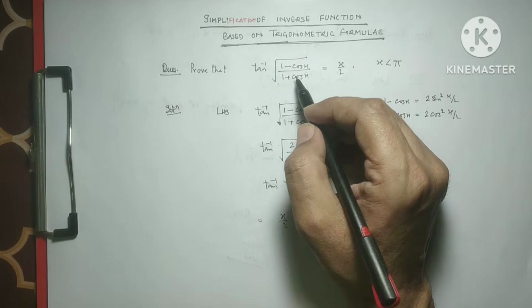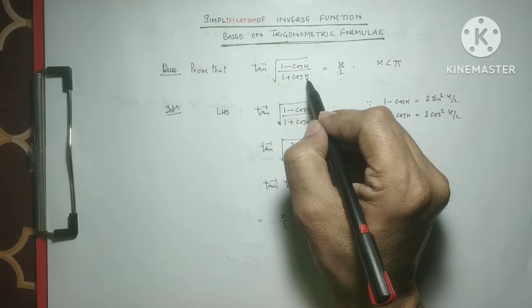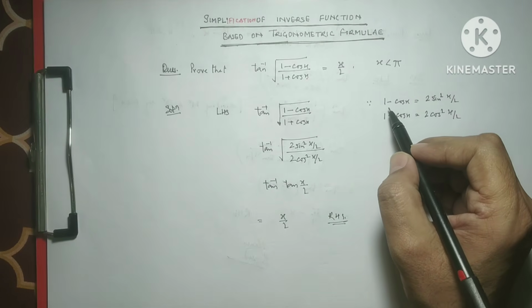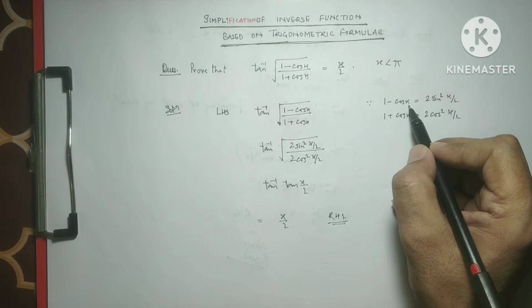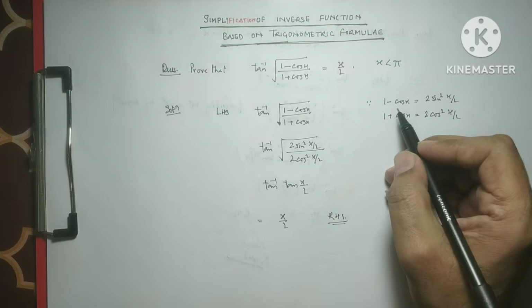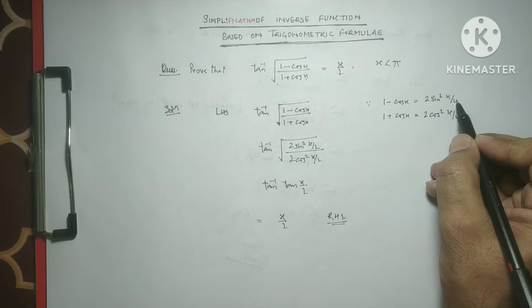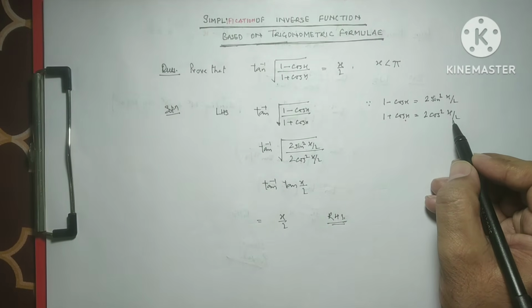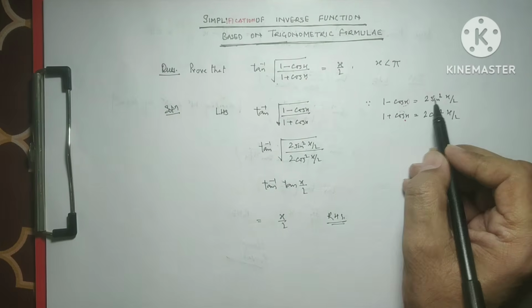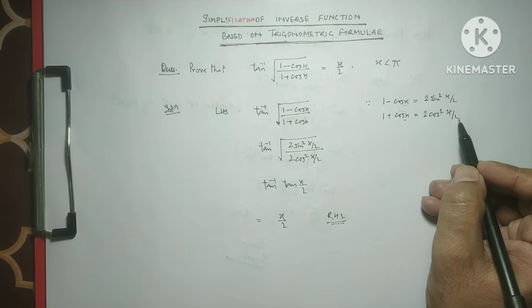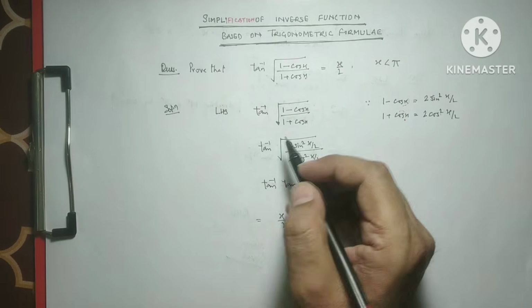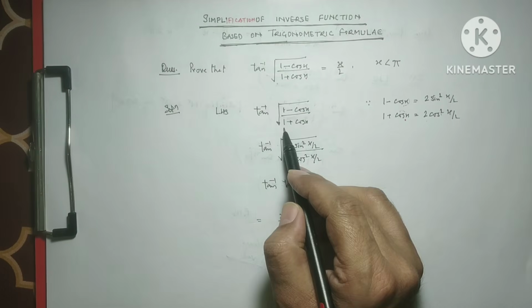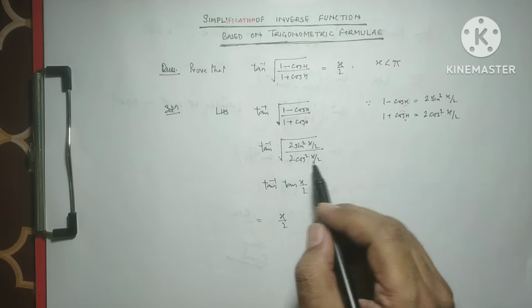For solving this we will substitute values using the trigonometric formulas. According to the half angle formula, 1 minus cos x is 2 sin square x by 2. And what is the formula of 1 plus cos x? It is 2 cos square x by 2. So we will substitute these two values, 2 sin square x by 2 and 2 cos square x by 2, in this under root.